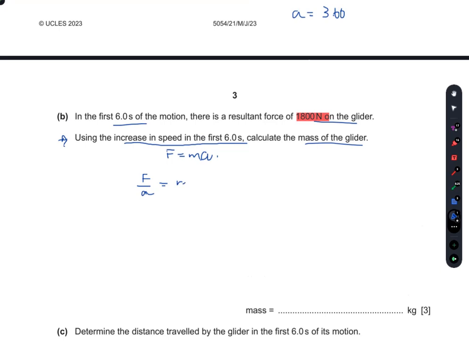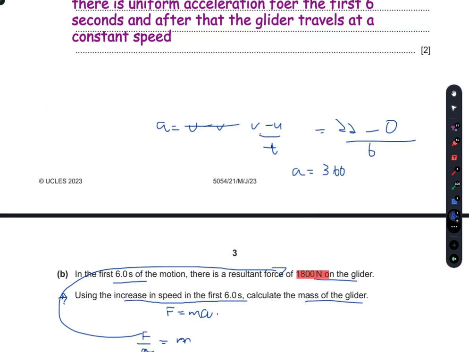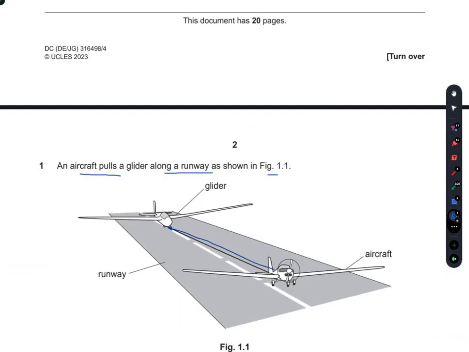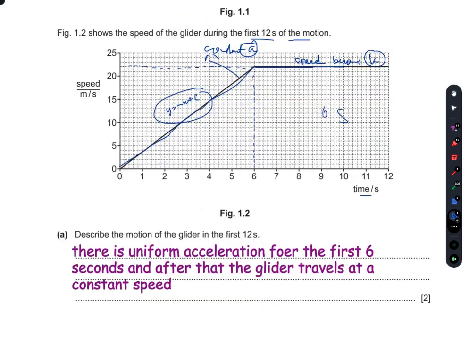The force acting here on the glider is 1800 newtons, which causes this acceleration. So I divide 1800 by 3.67 to get the mass. 1800 divided by the answer: 490 is the answer here. 490 is the mass of the glider, 490 kg.